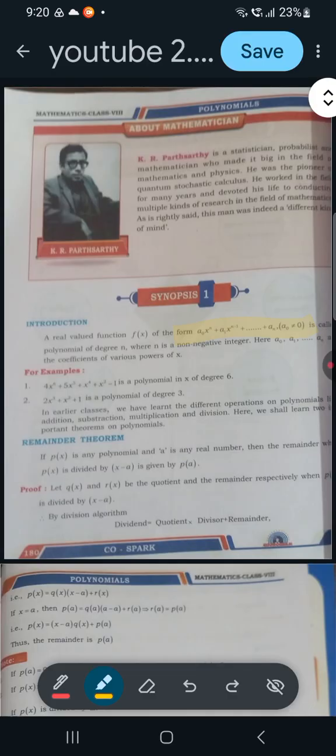So you could see here the coefficients. For example, you could see there are some polynomials of degree 6, degree 3. It's a kind of polynomial. As we go into the depths of the topic, you will see what exactly polynomials are.